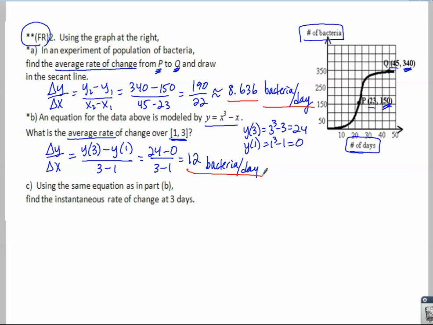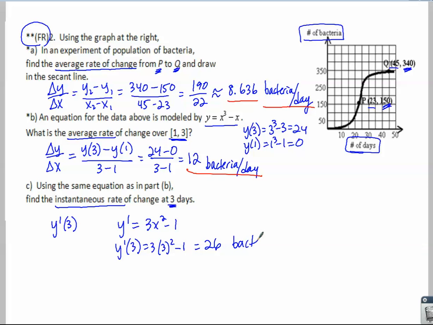You need your units to get that answer correct. Finally, use the same equation as in part B to find the instantaneous rate at 3 days. That's the derivative, so that's y prime at 3. But first we need to find y prime. 3x squared minus 1 is the derivative. Plug in the 3. 3 times 3 squared minus 1, and that makes 26 bacteria per day. If you do not have units, it is not a correct answer.